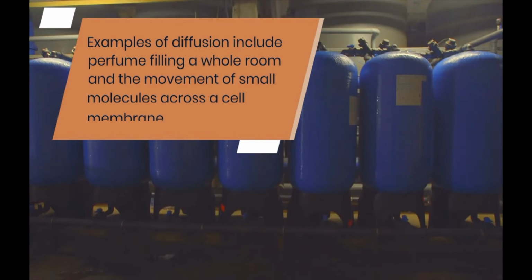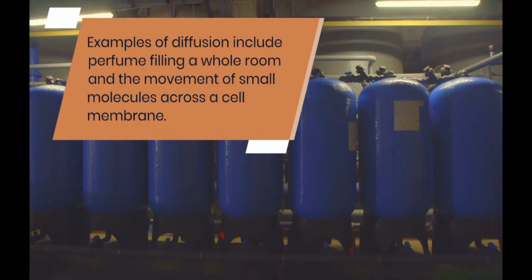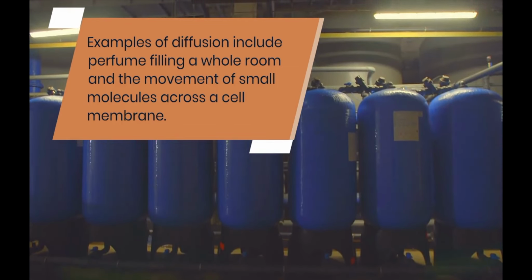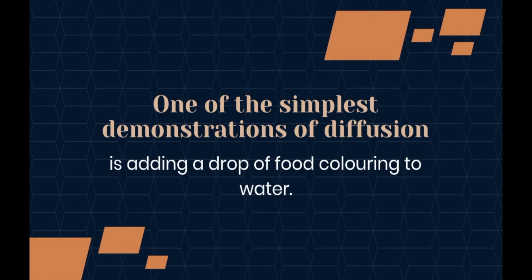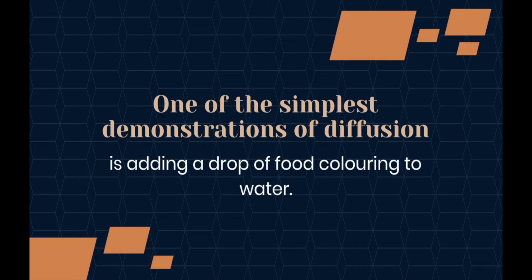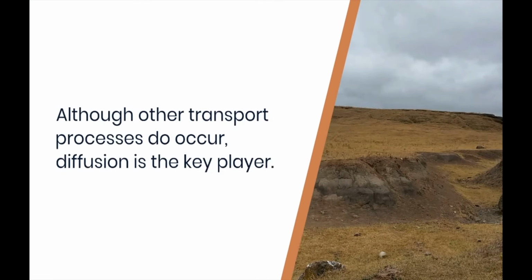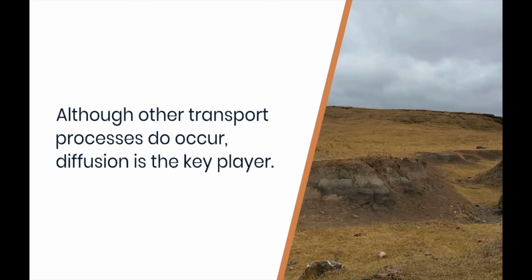Examples of diffusion include perfume filling a whole room and the movement of small molecules across a cell membrane. One of the simplest demonstrations of diffusion is adding a drop of food coloring to water. Although other transport processes do occur, diffusion is the key player.